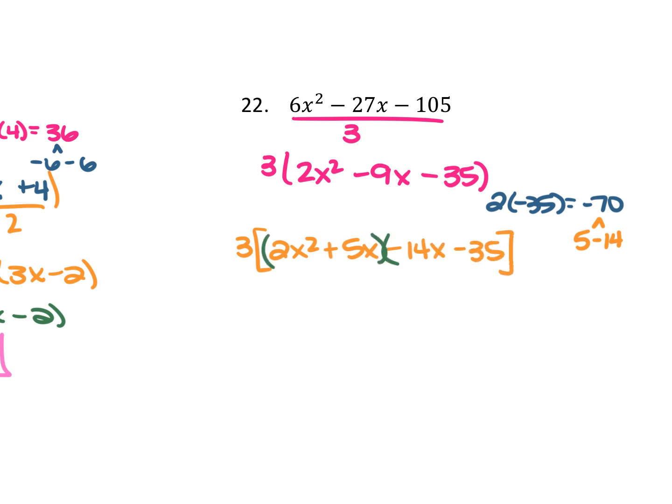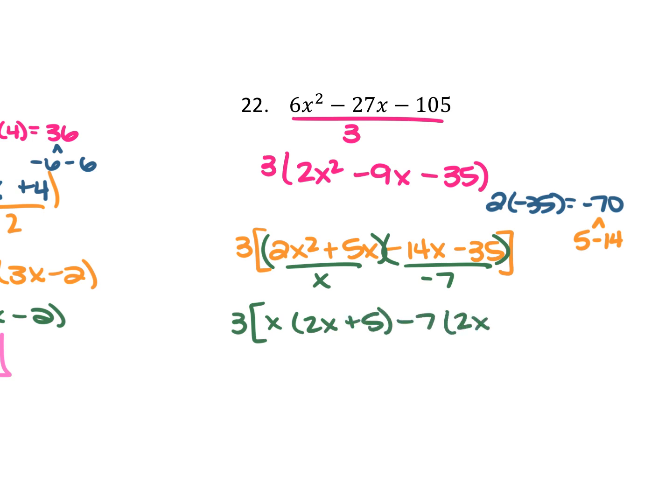Group your first two, group your last two. Factor out an x from the first and negative 7 from the second. So this gives you 3 times x times 2x plus 5 minus 7 times 2x plus 5. Two parentheses are the same, so this gives you a final answer of 3 times x minus 7 times 2x plus 5.